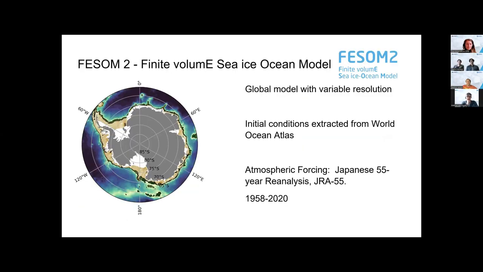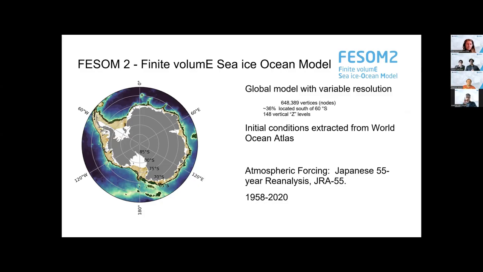I'm using the finite volume sea ice ocean model, and I'm running a global mesh with the benefit that we can use variable resolution. In the Southern Ocean, we have a resolution that goes from 2 to a maximum of 40 kilometers, and it can vary in other places of the globe. The initial conditions are from the World Ocean Atlas, and this simulation is forced by the Japanese reanalysis from 58 to 2020.